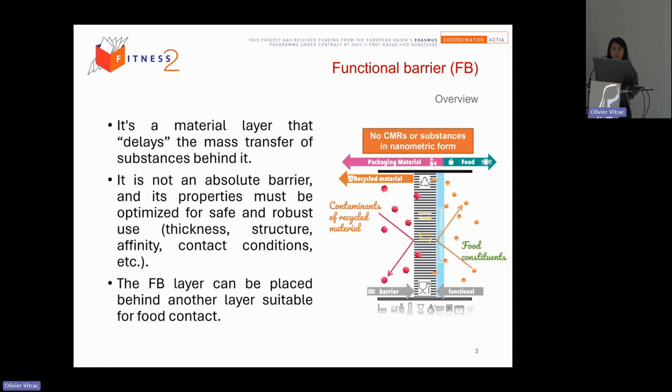This is not an absolute barrier, only a temporary one. So we need to design or optimize the properties for safe and robust use. We can play on the thickness of the barrier, the structure of the materials, the chemical affinity of substances between the packaging materials and the food, and also the contact conditions. The barrier may delay the mass transfer for a certain contact time, but after that, it is no longer safe.